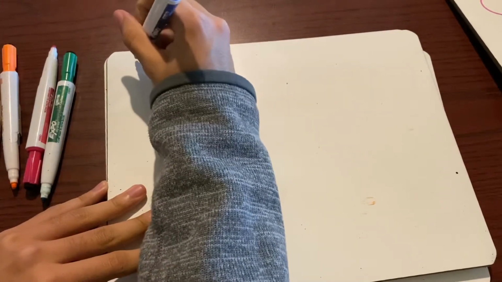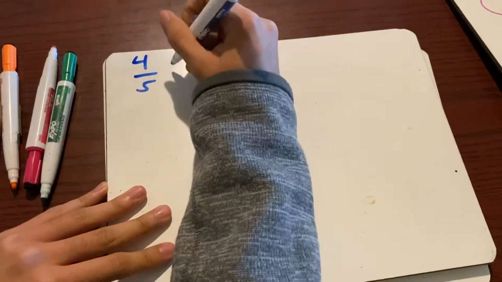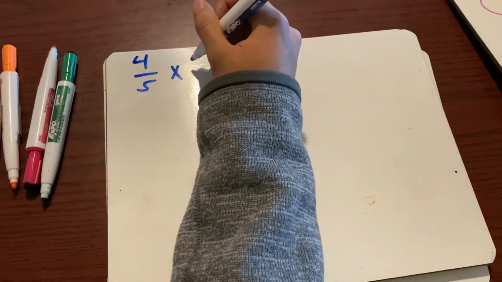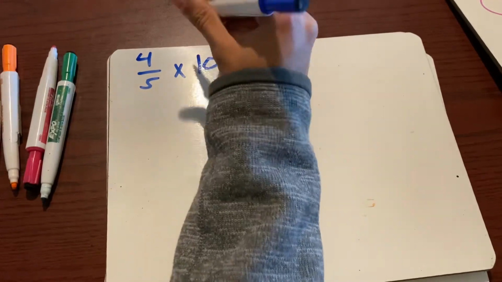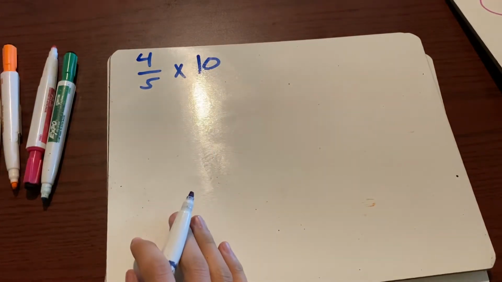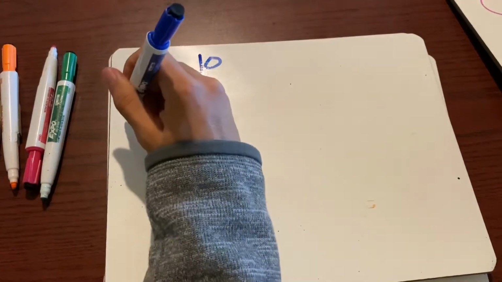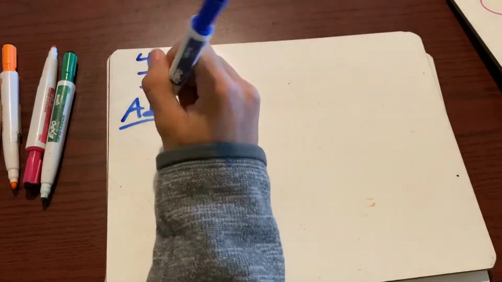All right, let's say that we have 4/5 times, I don't know, let's say 10, right? Well, if we use our adding method, and you know what? Let me do this in a different color.